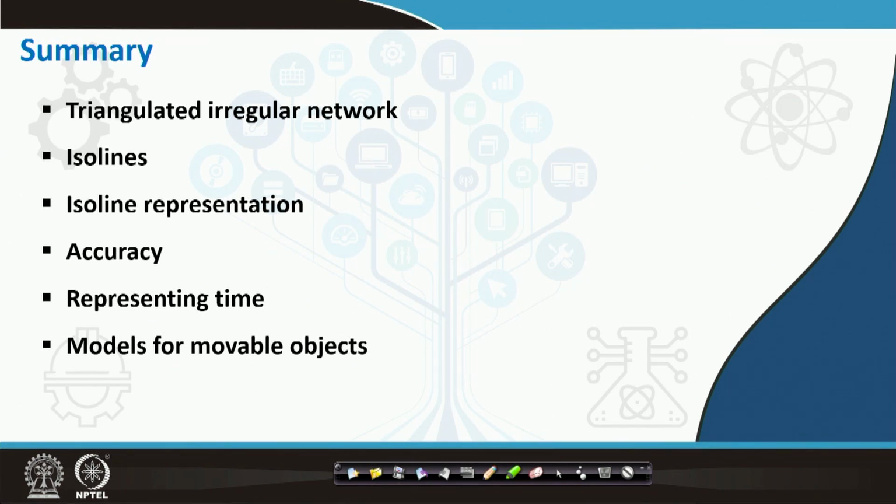Then we looked at isolines. We spoke about how isolines are connected. Isolines are connected based on the same representation values or the same elevations in that region. As I said, isolines should not crisscross each other. Isolines are also called contours. That is what we have understood. We have also seen how isolines can be represented. Then we looked at the advantages and disadvantages of isolines.